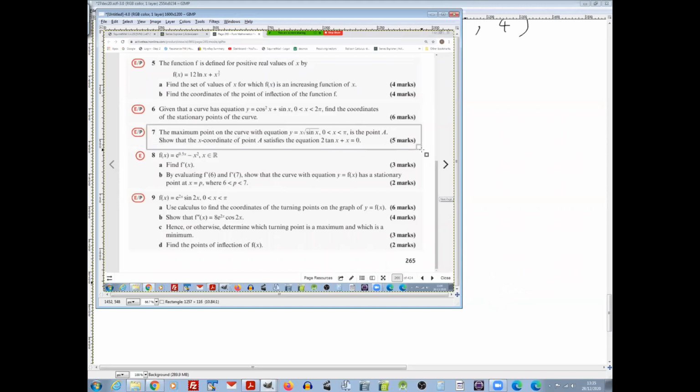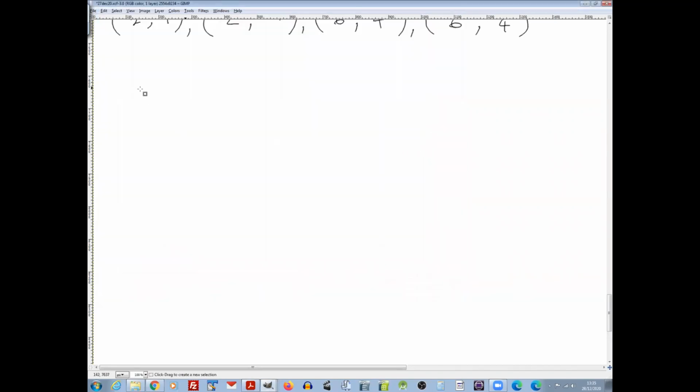But anyway, the maximum point. And of course, what do they mean by the maximum point? That's just another word for what?